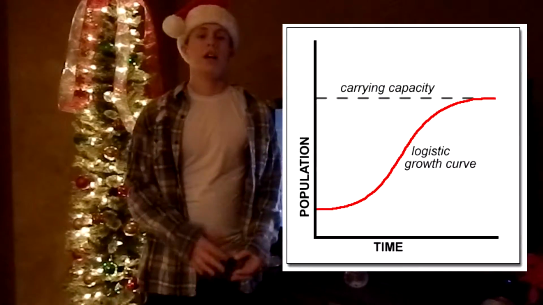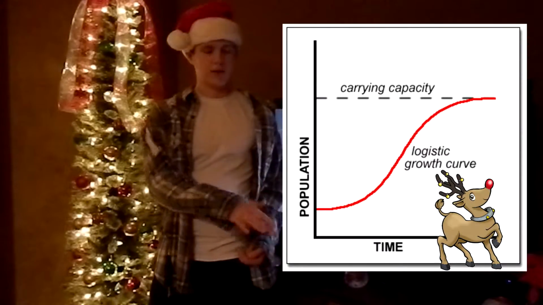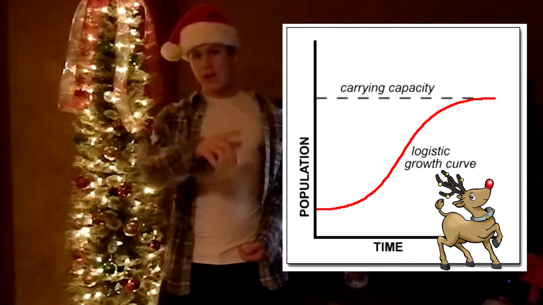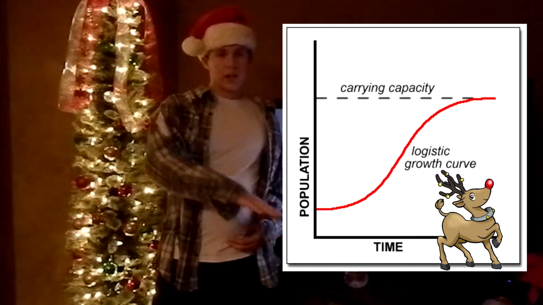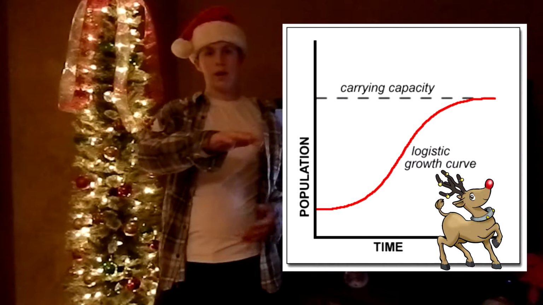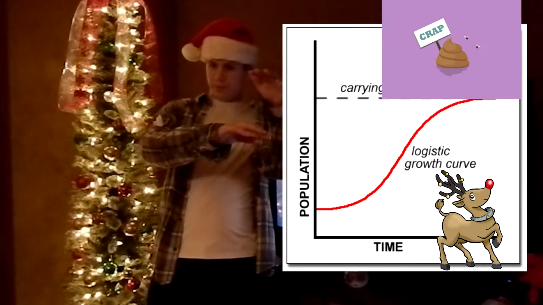Now let's talk about the other population growth pattern, which is logistic growth. Once again, the reindeer population is doing okay. Then they start to rise up, like in exponential growth. But as they get close to that carrying capacity, they have to curve off and stop growing. So that's what logistic growth is.